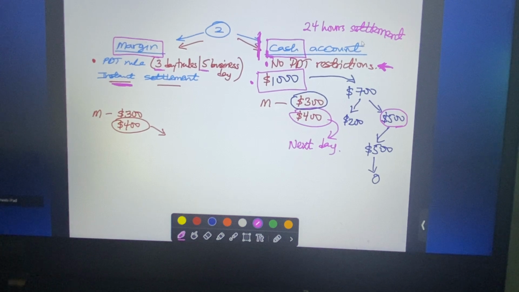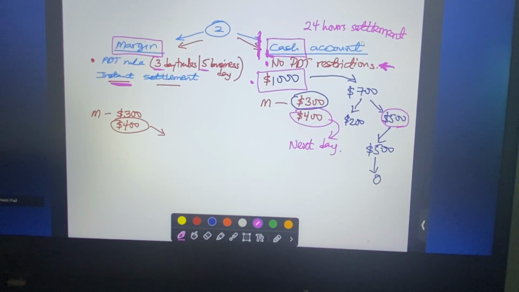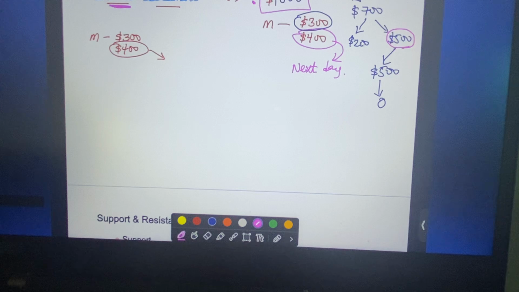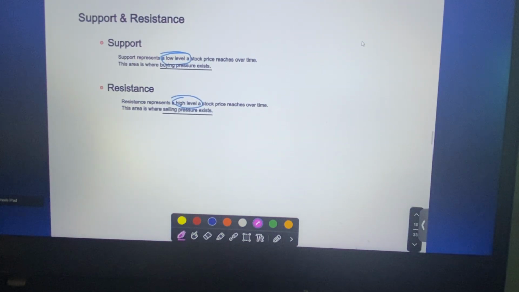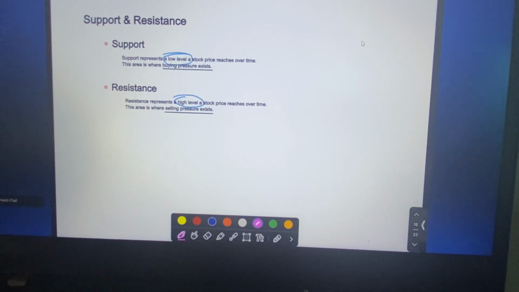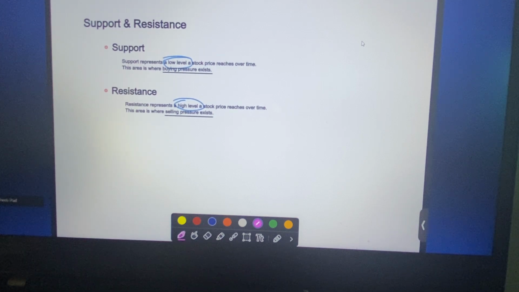Any questions here? Cool. So now let's go into the technicals. We're going to start off with support and resistance and show how that applies to our chart, helps us with our entries as well as our exits.